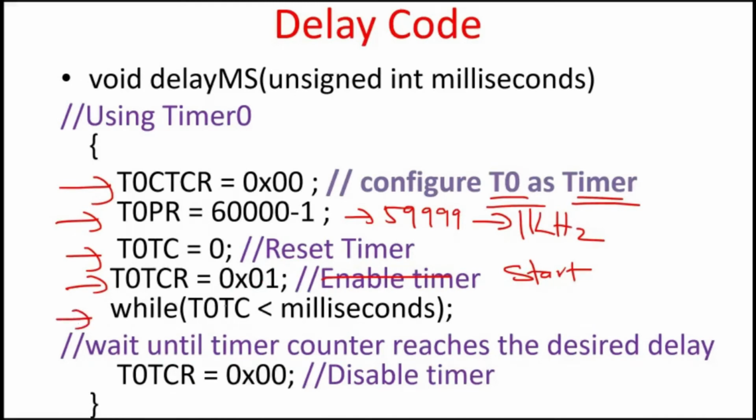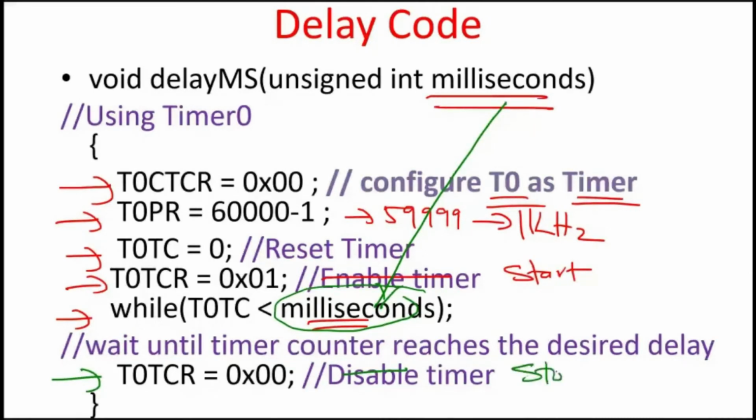And check whether timer 0, timer counter has reached milliseconds. Millisecond is the delay period that the user is passing, so I just pass this value straight here. As long as timer 0, timer counter is less than millisecond, you keep waiting here. The moment it reaches, you come out. Finally, before you come out, make sure you stop the timer. Enable and disable is a crude way of telling it. Start and stop is the straightforward way. Timer 0, timer control is 0, it stops it.